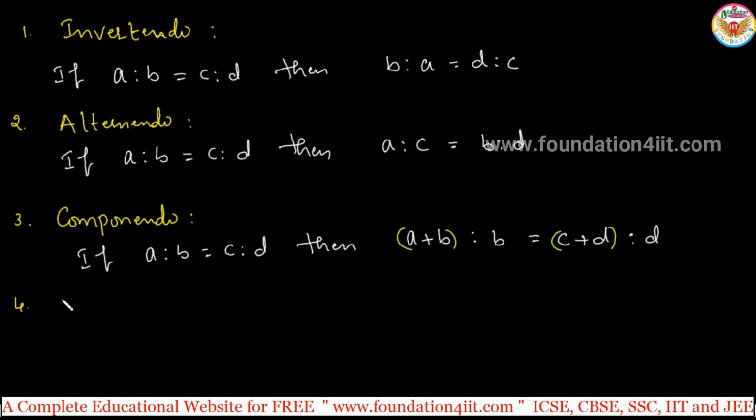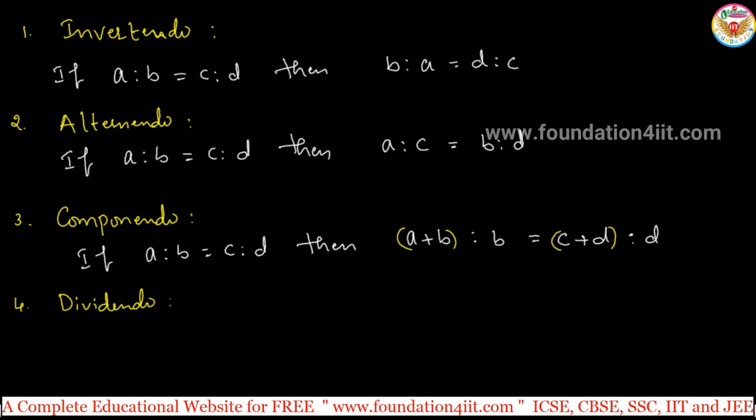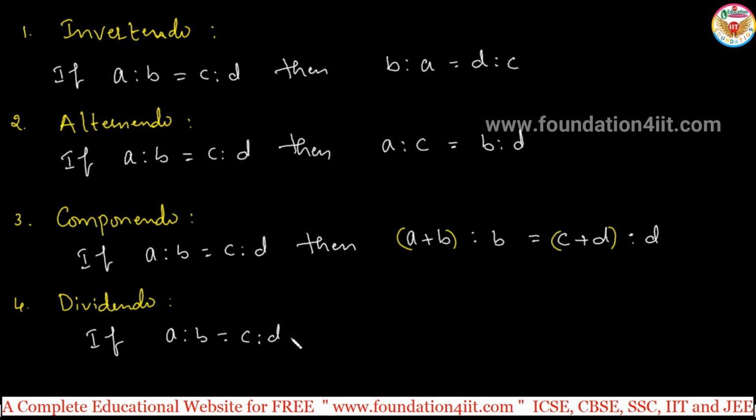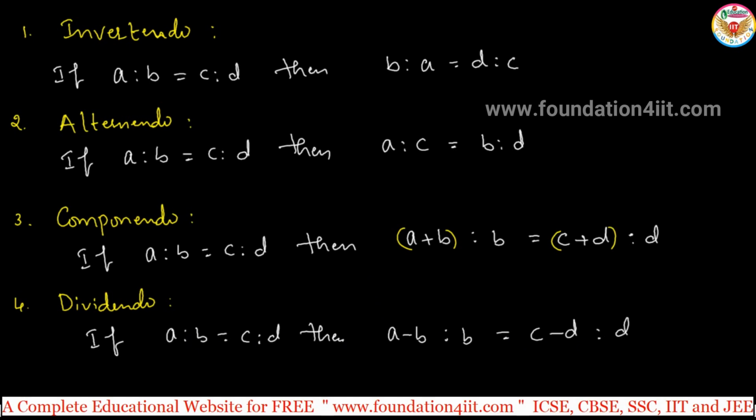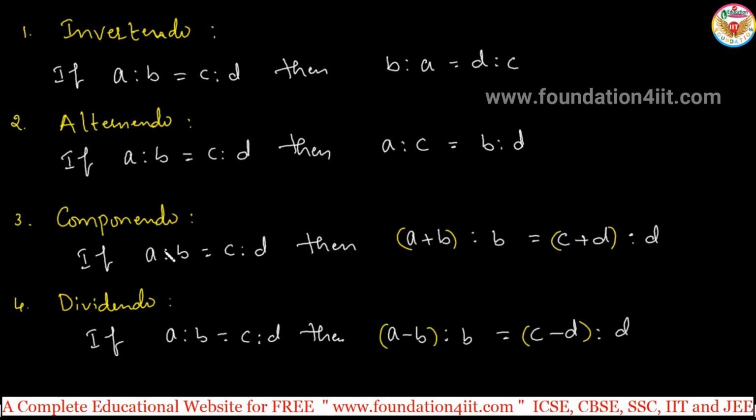And fourth one is dividendo. Componendo is the plus, right? So dividendo is the minus. That means same, if a is to b is equal to c is to d, then here is a subtraction: a minus b is to b is equal to c minus d is to d. Same, maintain the bracket. Remember the method here. Invertendo just reciprocal, alternando with the first one. Componendo and dividendo, one is addition, one is subtraction. Same denominators, b and d as it is.